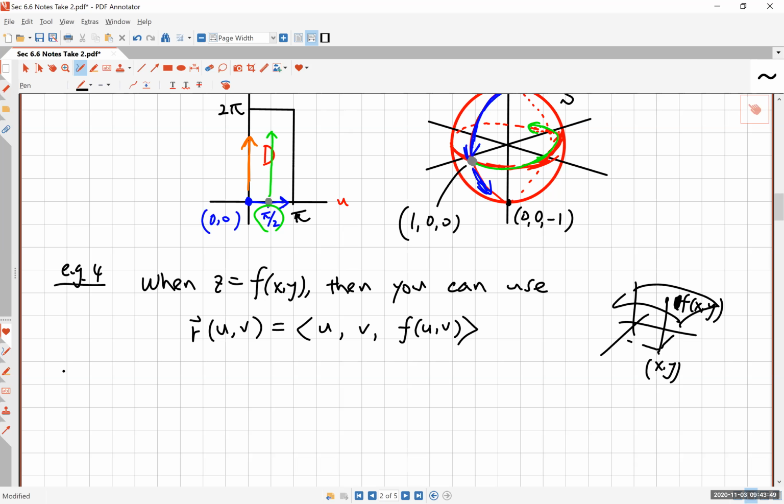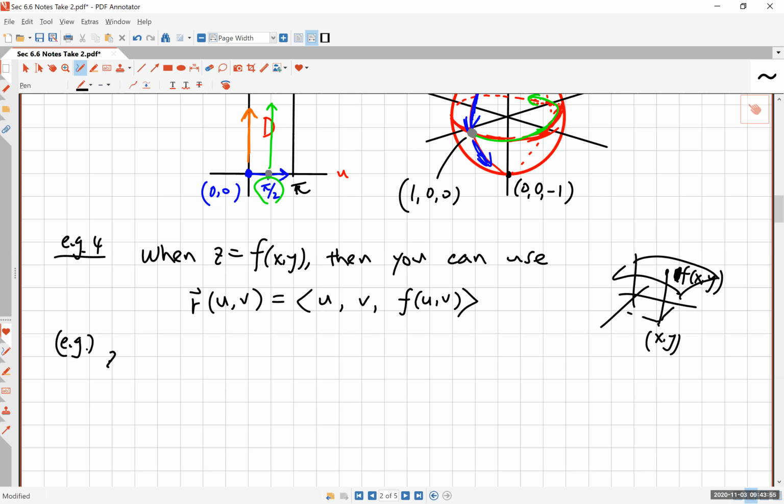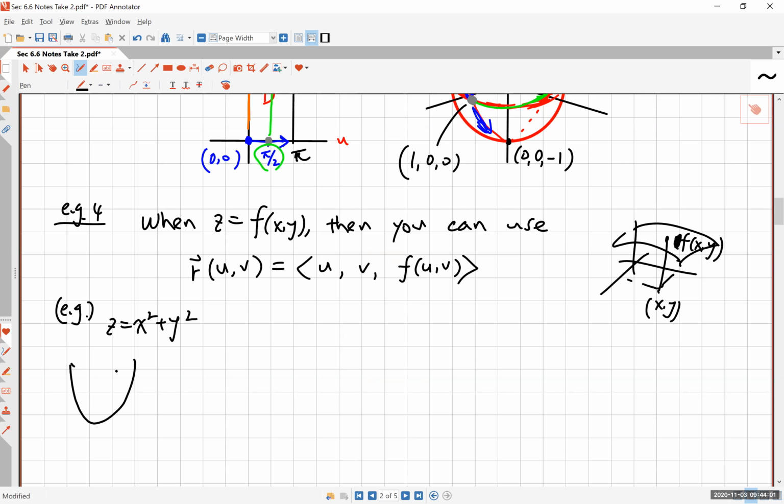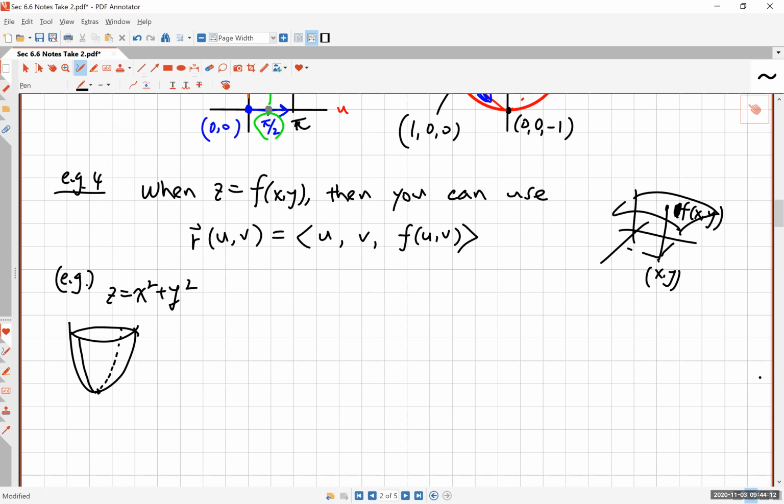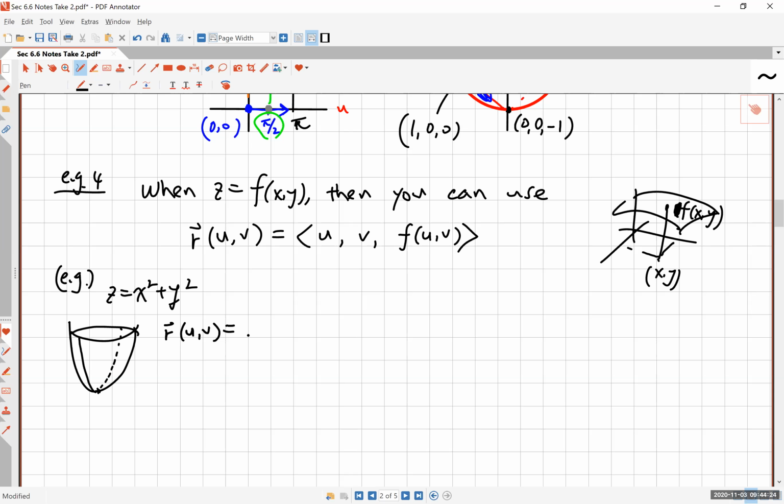So for instance, here's an example within example 4. If you have z equal to x squared plus y squared, now what is that? It's a paraboloid, a circular paraboloid. We have seen this many times. This is the origin, and in traces you have a parabola, another parabola, and then you have a circle if z is positive. So you can parameterize this simply this way: r of uv is equal to u, v, and then u squared plus v squared.